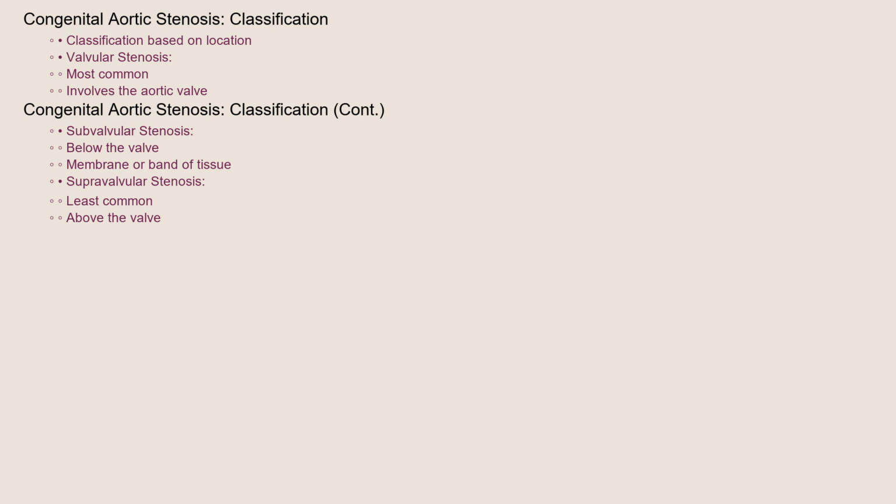Congenital aortic stenosis can be classified based on its location. Valvular stenosis is the most common, involving the aortic valve itself. Subvalvular stenosis occurs below the valve, often due to a membrane or band of tissue. Supravalvular stenosis, the least common type, involves narrowing of the aorta just above the valve.